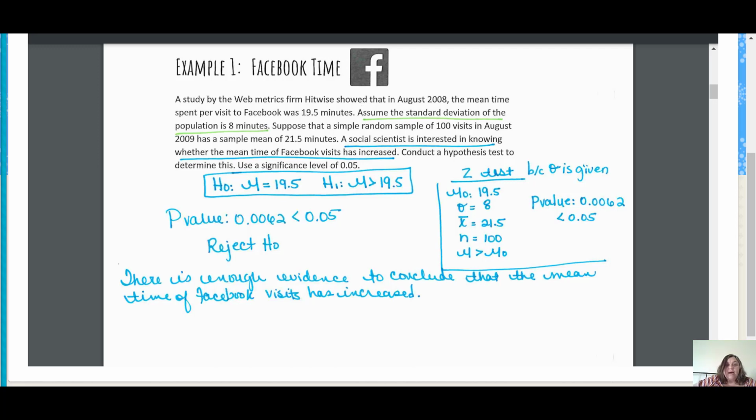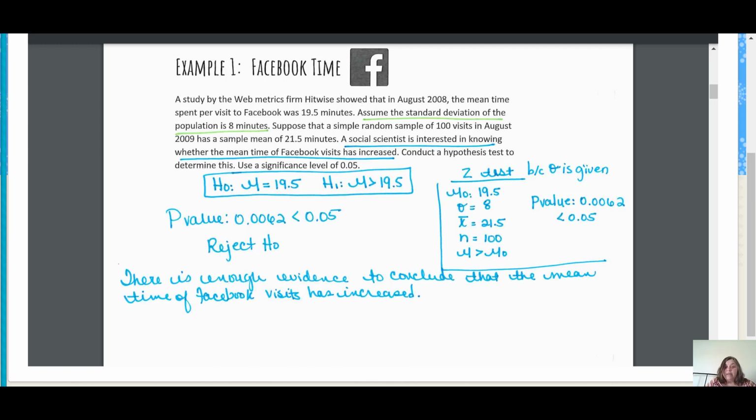It says a study by the web metrics firm Hitwise showed that in August 2008, the mean time spent per visit to Facebook was 19.5 minutes. Assume the standard deviation of the population is 8 minutes. Suppose that a simple random sample of 100 visits in August 2009 has a sample mean of 21.5 minutes. A social scientist is interested in knowing whether the mean time of Facebook visits has increased. Conduct a hypothesis test to determine this. Use a significance level of 0.05.